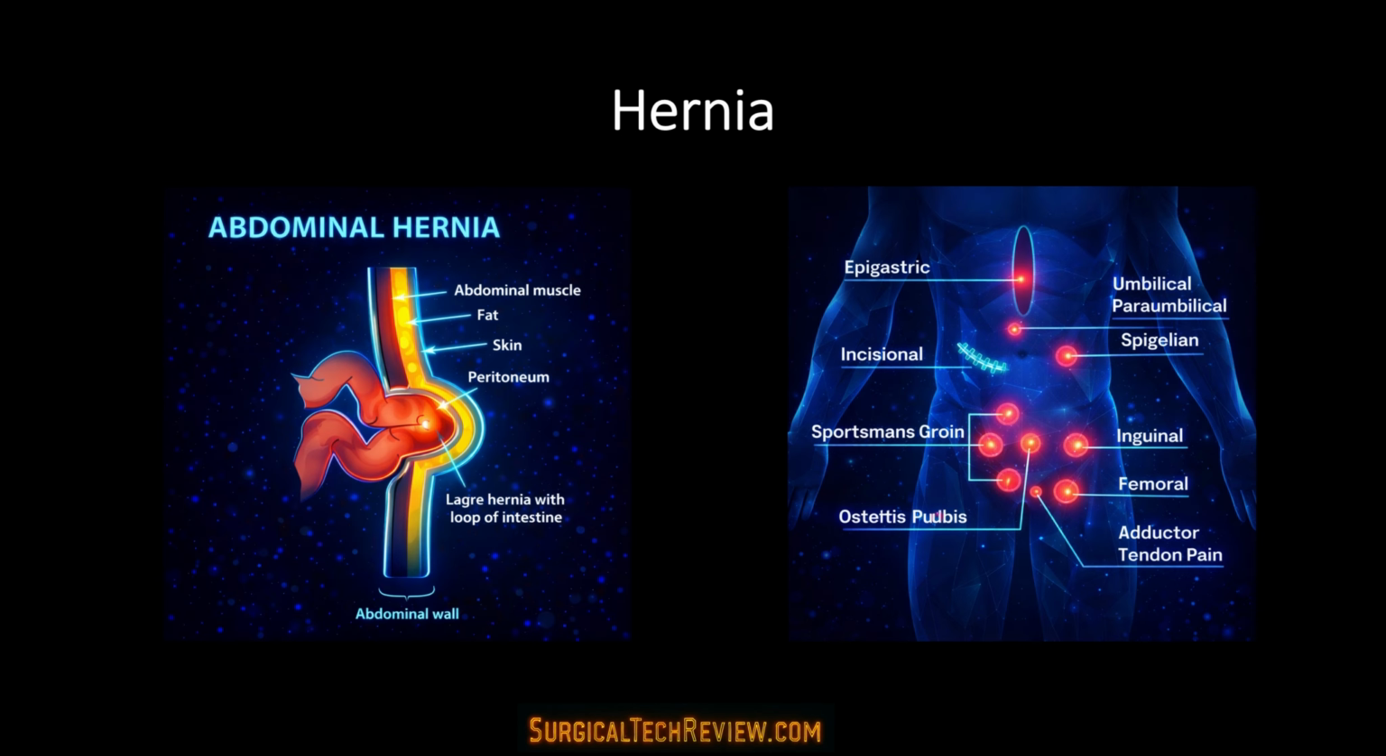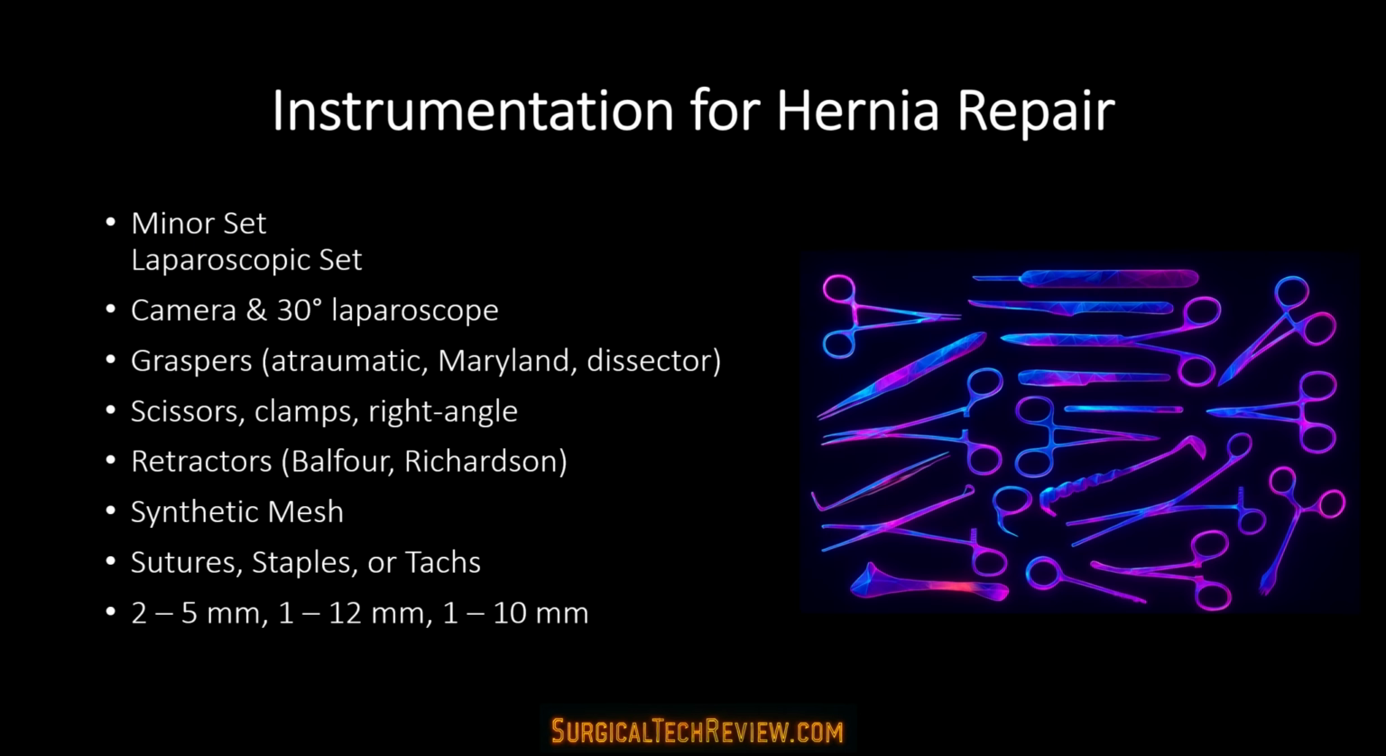A hernia is the protrusion of tissue through a weakness or defect in the fascial or muscular layer that normally contains it. Most abdominal hernias involve intra-abdominal contents pushing through a defect in the abdominal wall. For hernia repair, setup depends on approach. Open cases require a minor or major set, retractors, and mesh supplies. Laparoscopic cases require camera and scope, graspers, energy device, mesh tacks, or sutures. Always confirm the surgeon's preference and fixation method before opening.